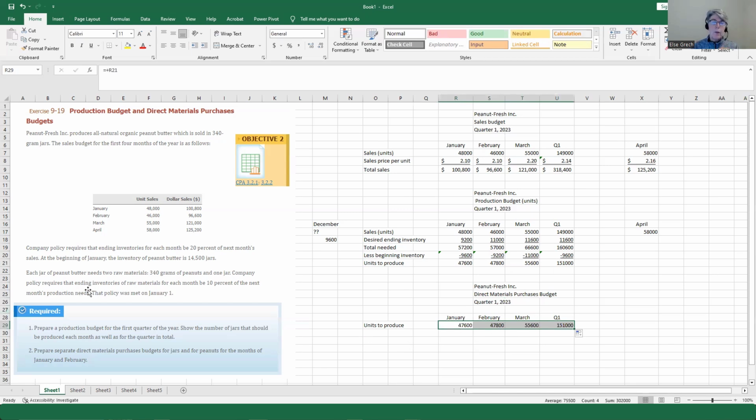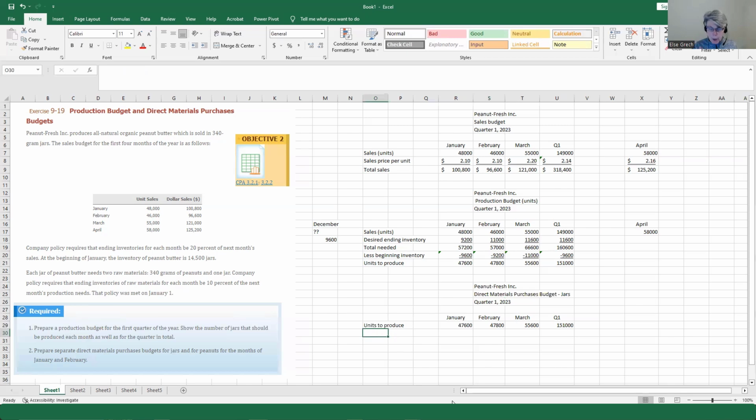Now I have to say to myself, what materials do I need for this? It says each jar of peanut butter needs 2 raw materials, 340 grams of peanuts and 1 jar. So I need 2 things. I need jars and I need peanuts. Now, sometimes they show you in the textbook how to do this in one direct material budget. It's got a lot of lines. I don't do that. I just say that this one is the direct material budget for the jars. There, that's my direct material budget for the jars.